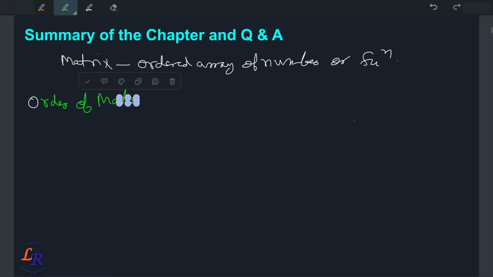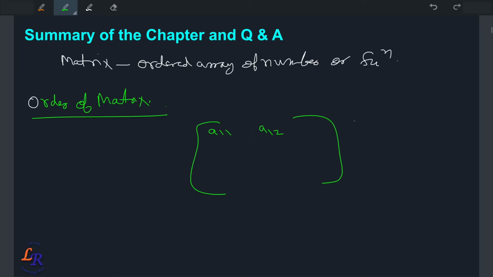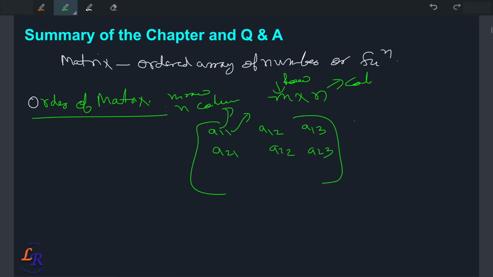So how is it defined? Let's say you have a matrix like this, where we represent the elements as A11, right? The first index represents the row and the second the column, and let's say it has m number of rows and n number of columns. Then the order of this matrix would be m cross n. The first digit will represent the row and the second digit represents the column. For example, here you can have A21, A22, A23, A31, A32, A33, and this becomes your 3 cross 3 matrix.